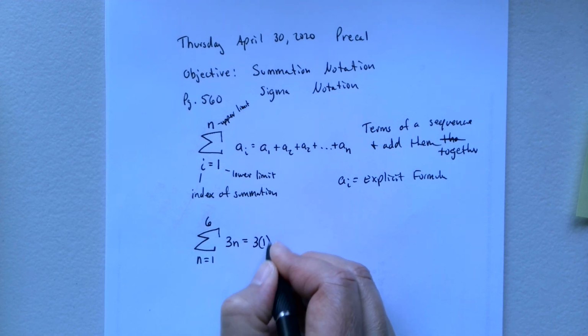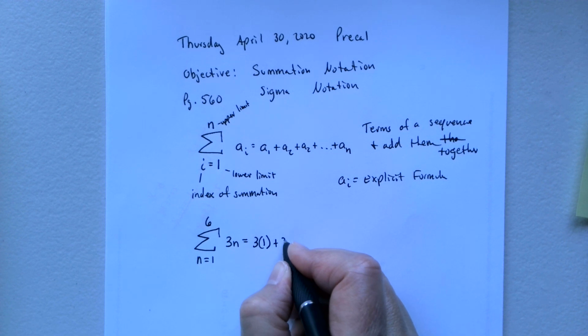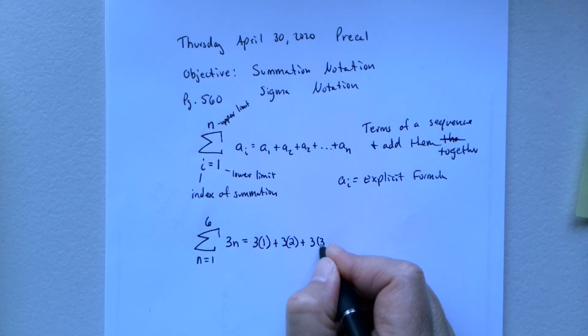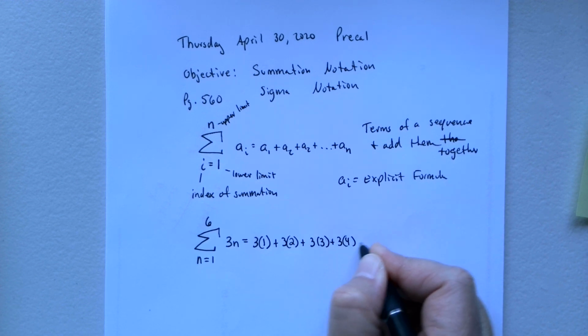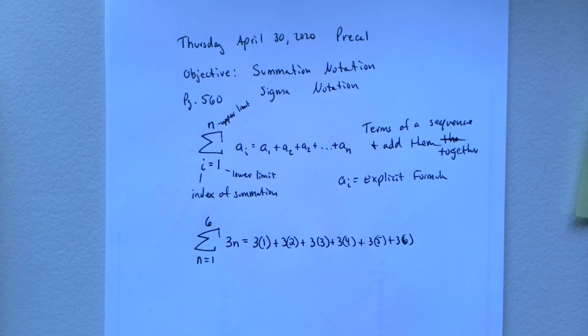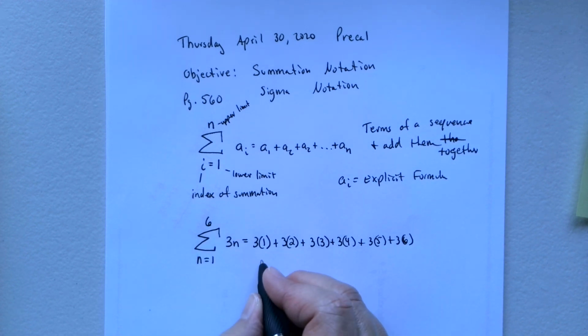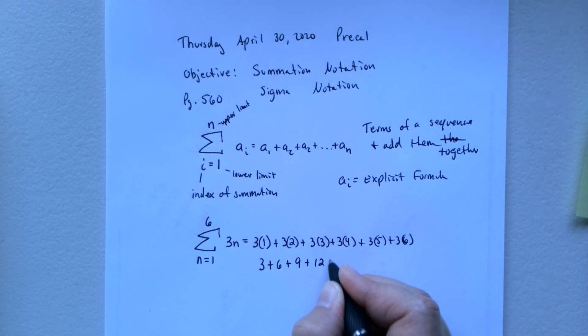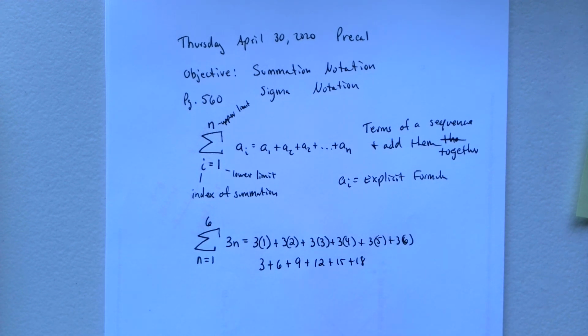So the first term would be 3 times 1. Second term is 3 times 2. Third term, 3 times 3. The fourth, the fifth, and the 6th. And I'm going to stop. So I started at 1 and went through all of the term numbers until I got to 6. So my first term is 3, second is 6, 9, 12, 15, and 18. And I would add all of that up and get 63.